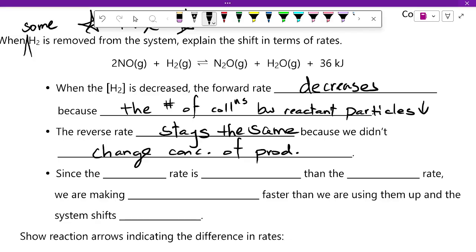And now, since the reverse rate is faster than the forward rate. If you chose to say the forward is slower than the reverse, that would also be fine. But usually we talk in terms of which is faster. It makes it a little easier to understand. But the other way is fine too. We are making what faster than we are using it? We're making reactants faster than we are using them up, and therefore the system is shifting left.